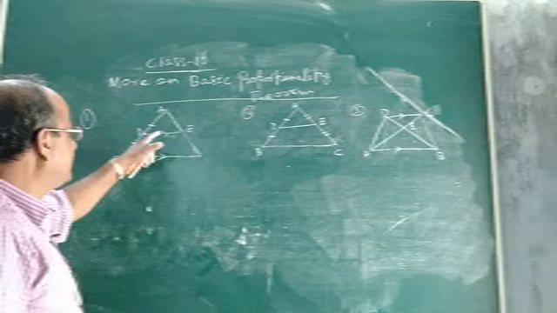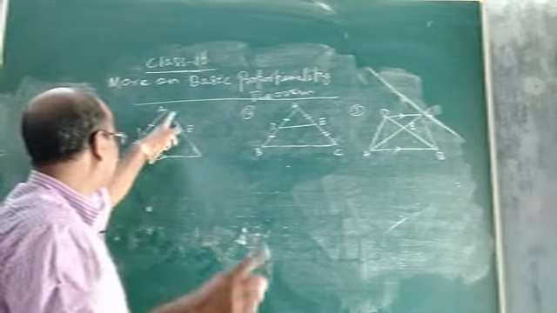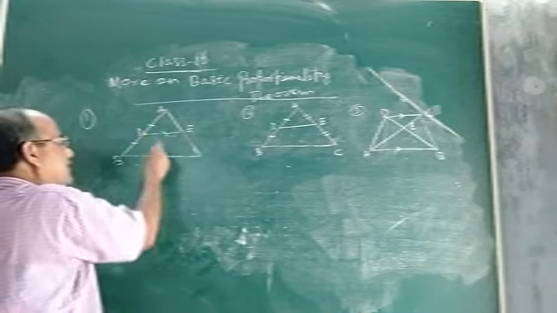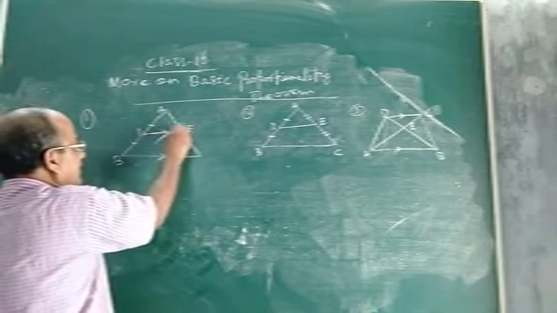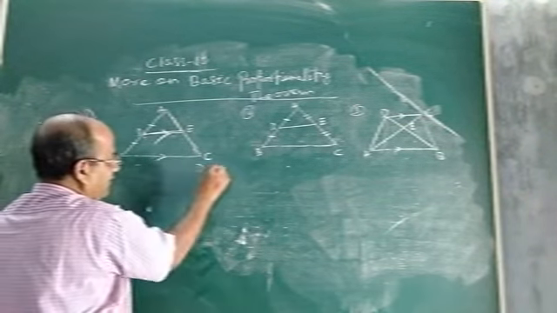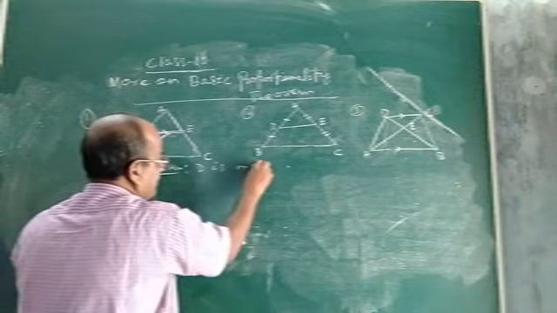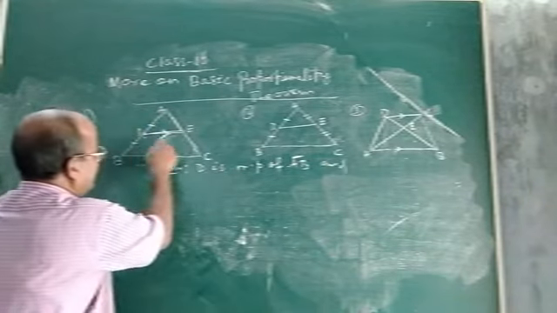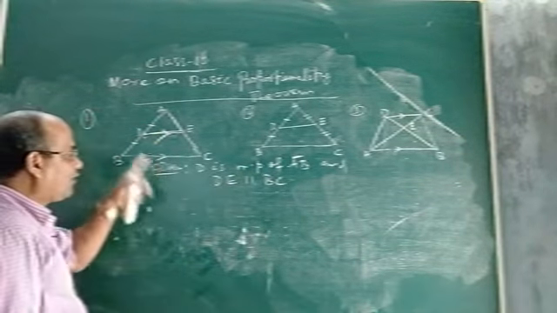See, children, suppose ABC is a triangle and D is the midpoint of one side, that is AB. If D is the midpoint of AB, then AD will be equal to DB. It is given. And suppose you are given that DE is parallel to BC. That means, this is given, try to understand. Given D is the midpoint of AB and DE is parallel to BC. It is given.